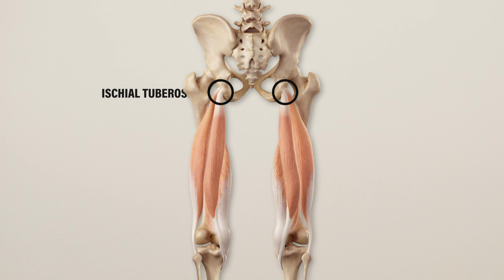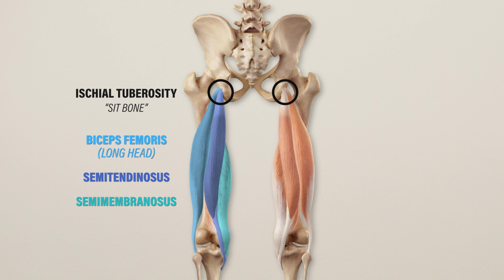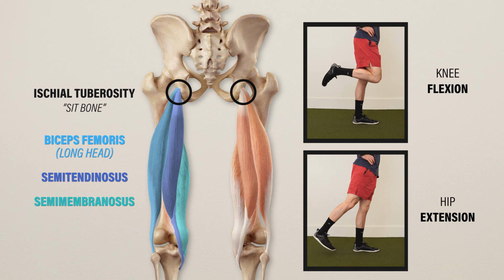Your hamstring muscles attach to your ischial tuberosity, also known as your sit bone, and consist of three muscles: the semimembranosus, semitendinosus, and the long head of the biceps femoris. They insert onto your lower leg and primarily contribute to knee flexion and hip extension.